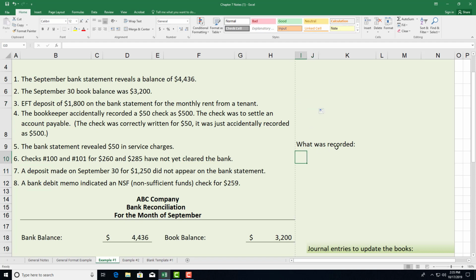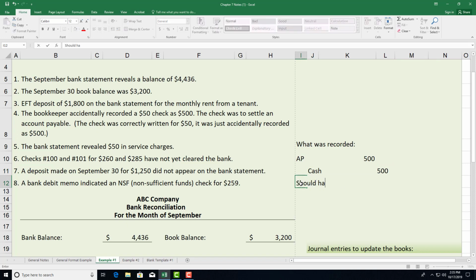Okay, so what was recorded? We had a debit to accounts payable for $500, and we had a credit to cash for $500. So that's what we recorded on our books. What we should have recorded is a debit to accounts payable for $50, a credit to cash for $50.